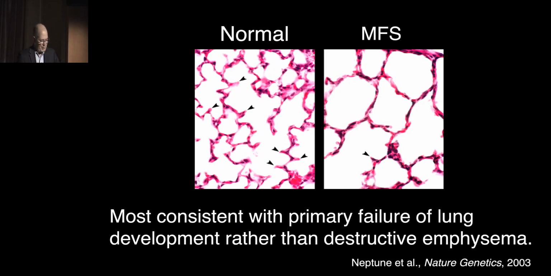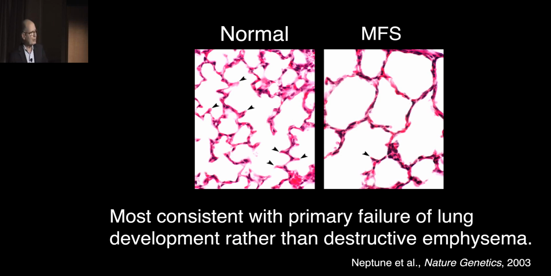So progress was made when we made mouse models of Marfan syndrome and examined the lung. What we knew is that some patients with Marfan syndrome develop a picture consistent with progressive emphysema that can result in pneumothorax or respiratory insufficiency.